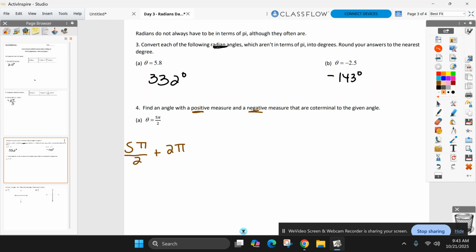So everyone on their calculator, 5 pi over 2 plus 2 pi. You don't need to put the radians with it. 5 pi over 2 plus 2 pi.